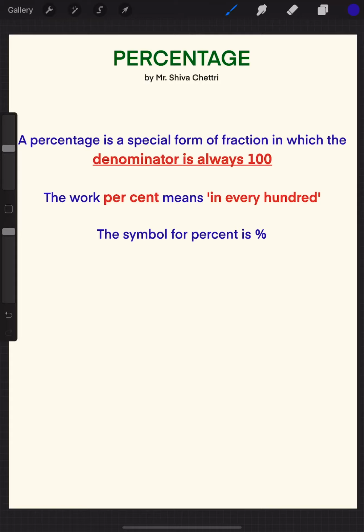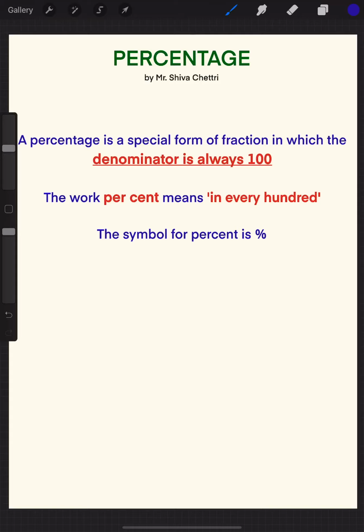So we are skipping exercise 5e for now because it's quite lengthy and not that appropriate to teach in the online class. After the class resumes, we will again discuss everything and try to recapitulate whatever we have learned earlier. So today's topic is percentage.